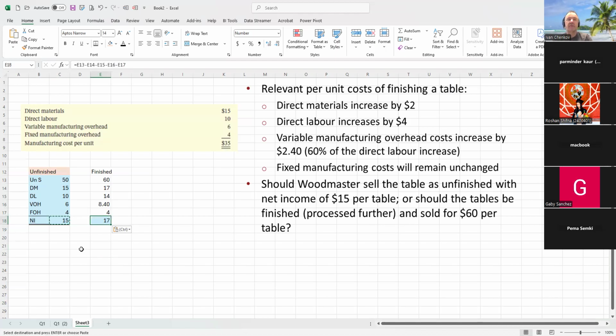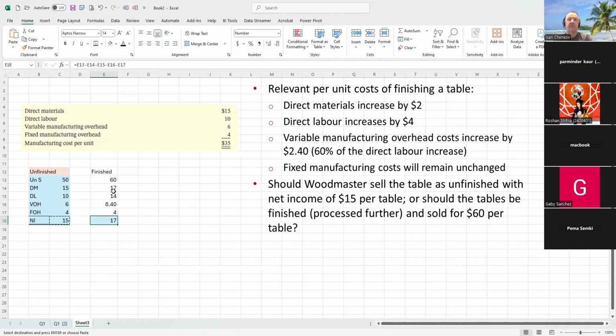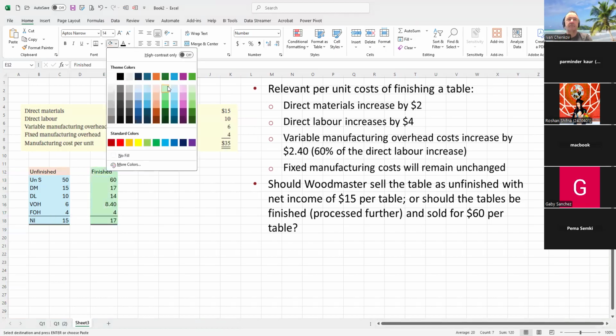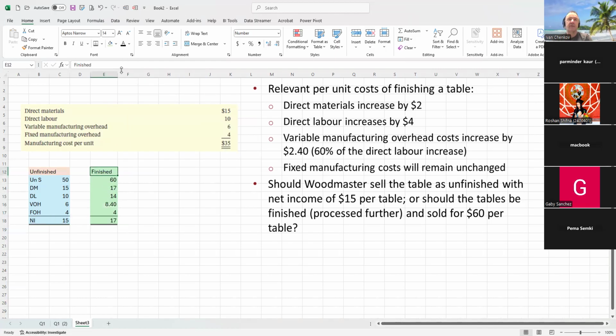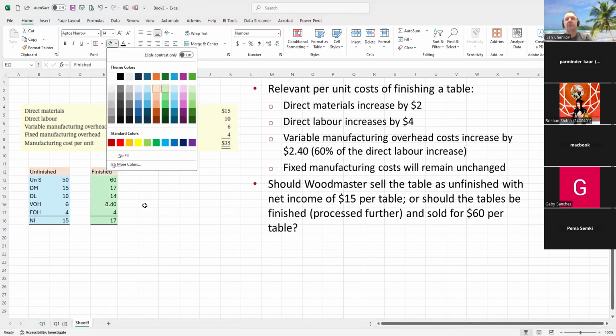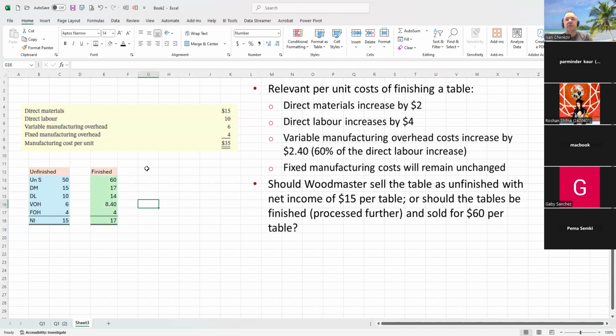So where are we in this case? We're making $17 income. This is if I finish it. So based on this, should I go or should I not go? Definitely go, right? Because we're going to make how much more? $2 more. So let's see now the difference.